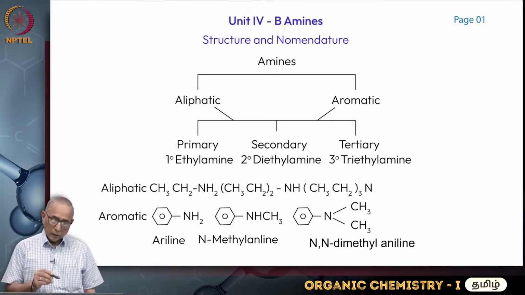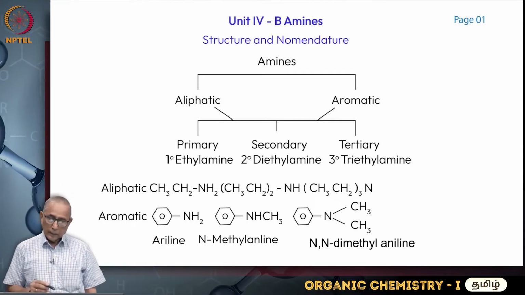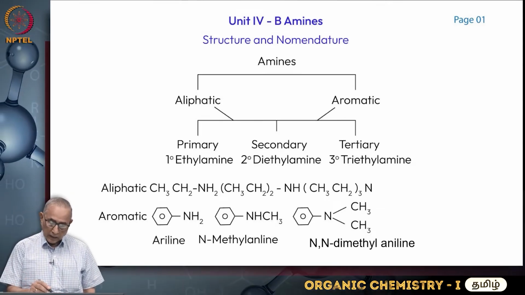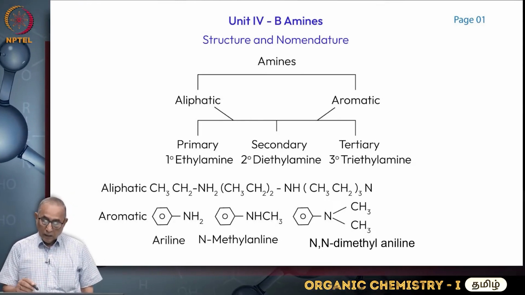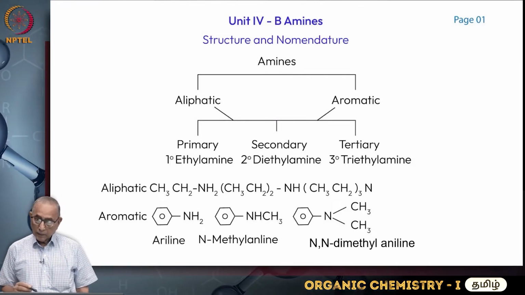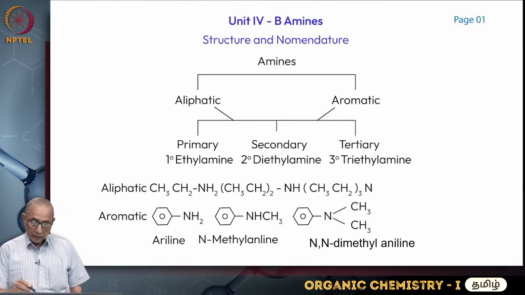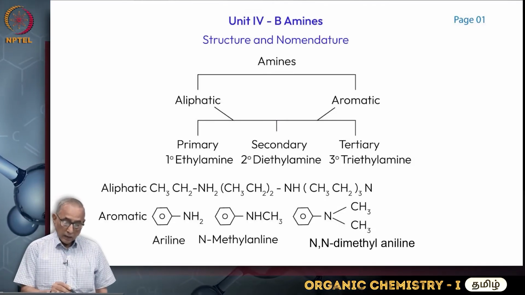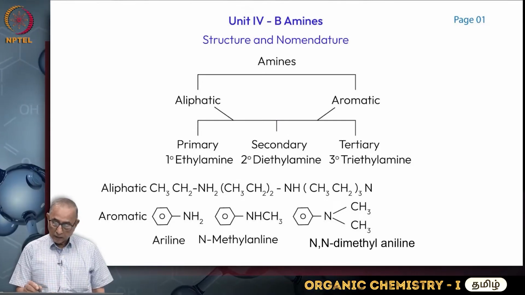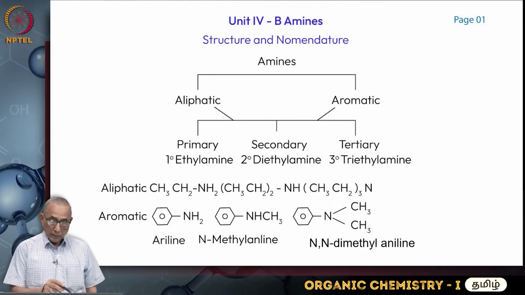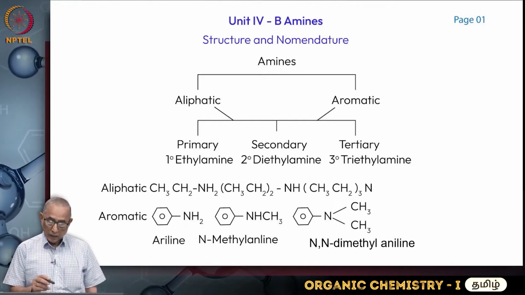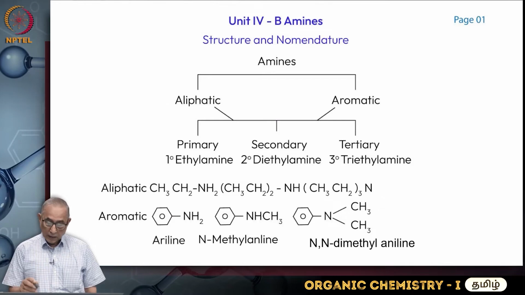If one hydrogen is replaced by an alkyl group, you get primary amine. If two alkyl groups replace hydrogens from ammonia, you get secondary amine. If three alkyl groups replace them, it's called tertiary amine. Primary amine is also called first degree amine, then second degree amine or third degree amine. For example, ethylamine has one alkyl group, diethylamine two alkyl groups, triethylamine three alkyl groups.